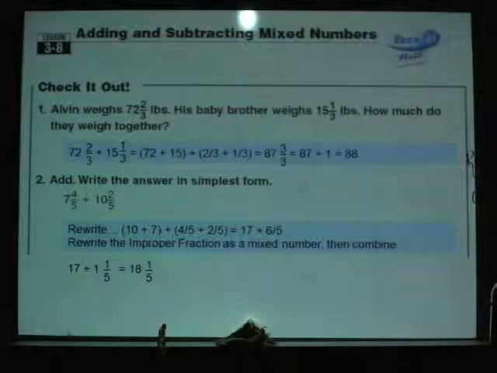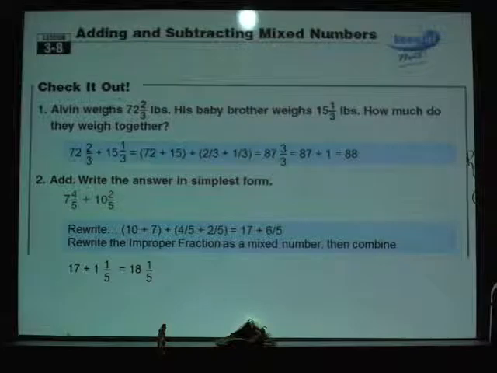All right, let's go ahead and take a look at the check it out examples to finish the notes over Chapter 3, Section 8. Number 1 says Alvin weighs 72 and 2/3 pounds. His baby brother weighs 15 and 1/3 pounds. How much do they weigh together? So since they're asking us how much they weigh together, they're asking us to combine those two results. And of course, since my number would be bigger, that would mean that I'm going to add here.